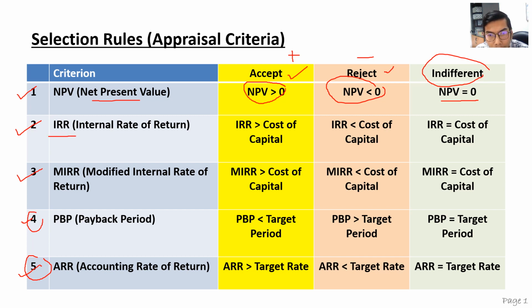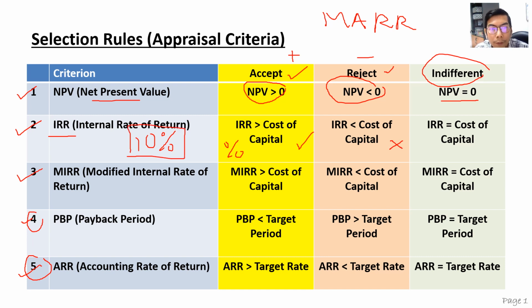For IRR, it's more about cost of capital. Cost of capital is in percentage, or we call it the minimum acceptable rate of return, MARR. Let's say for the project, the MARR or cost of capital has been set to 10%. You apply the IRR calculation, and if the result is more than 10%, you accept it. If lower than 10%, you reject it. So it depends on your cost of capital. If equal to 10%, it's not much different.